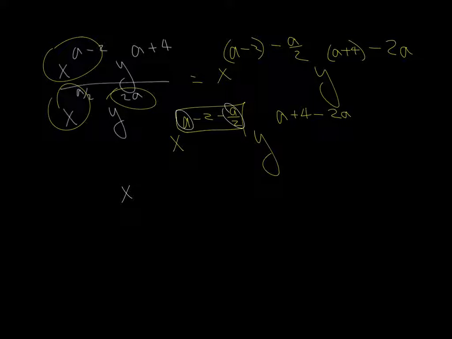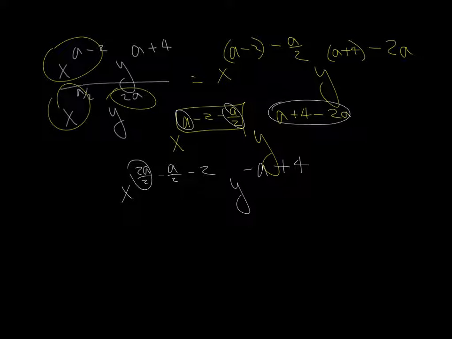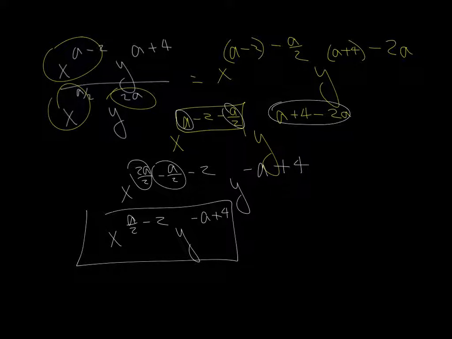So I'm going to write that as 2a over 2 minus a over 2, and then my minus 2. And here I'm going to combine. So let's just go ahead and write that. A minus 2a is negative 1a plus 4. Alright, so let's combine these two. So x to the 2a minus a is 1a over 2 minus 2. And y is going to be negative a plus 4. And that ends up being my answer. So notice what I did here.